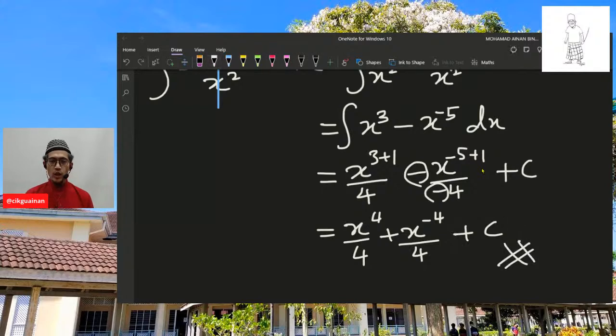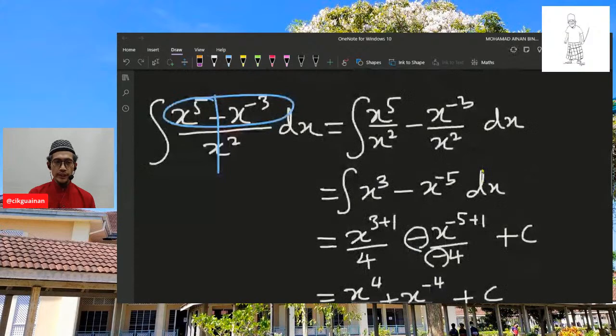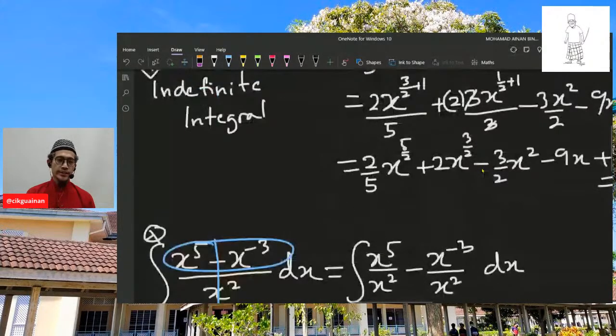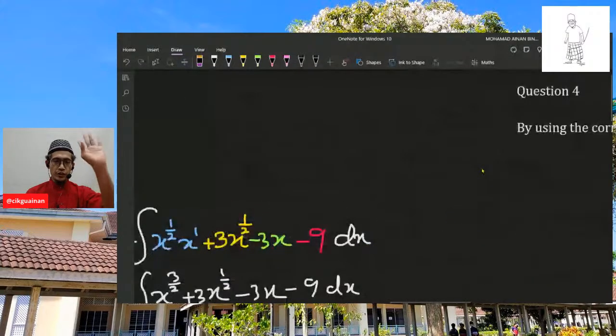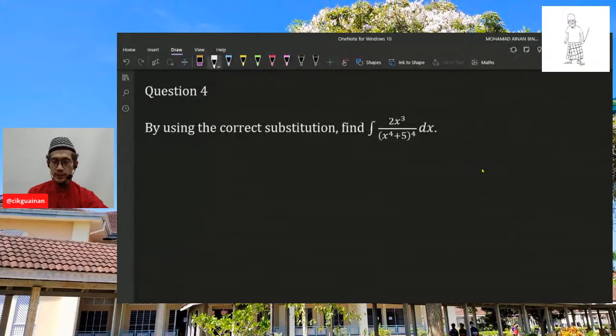Because there is no limit over here, on top and bottom of the integral sign, therefore we have to put plus C at the end of our answer. Okay, done with question 3. Finish. Let's proceed to the fourth question.